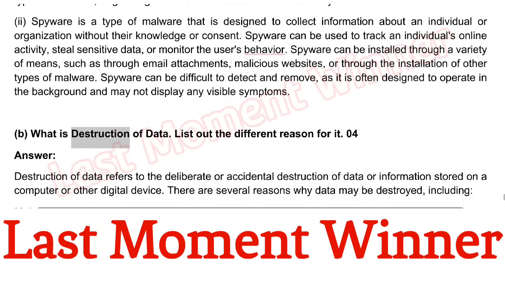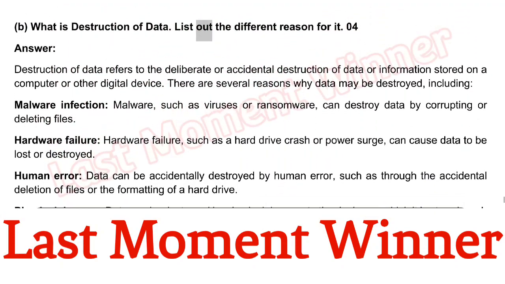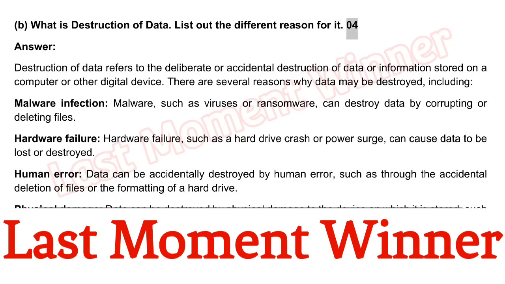B. What is destruction of data? List out the different reasons for it. Answer. Destruction of data refers to the deliberate or accidental destruction of data or information stored on a computer or other digital device. There are several reasons why data may be destroyed, including malware infection. Malware, such as viruses or ransomware, can destroy data by corrupting or deleting files.